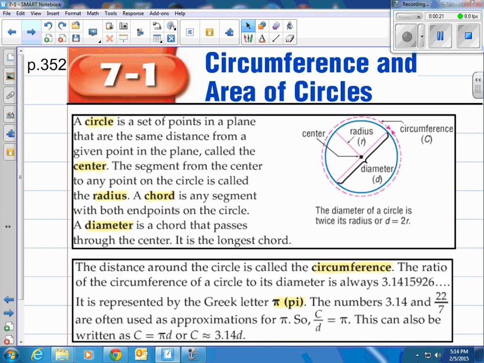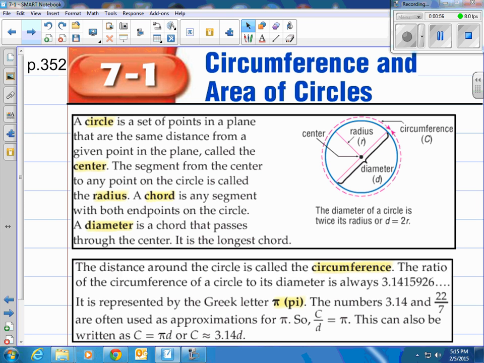You notice there's a radius, center, diameter, circumference, and I would listen to me as I read this to you here and look at that picture. It says a circle is a set of points in a plane that are the same distance from a given point in the plane. A plane would be a two-dimensional space, which is kind of like a piece of paper. And those points are all equidistant from one point called the center. Now, the segment from the center to any point on the circle is called the radius.